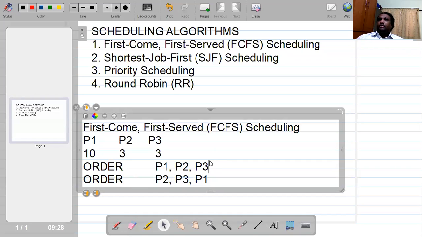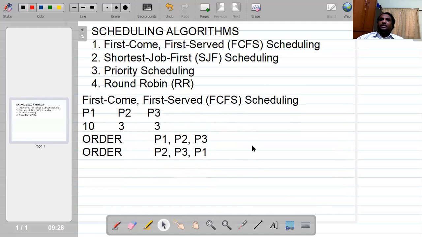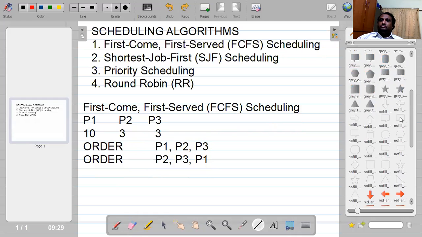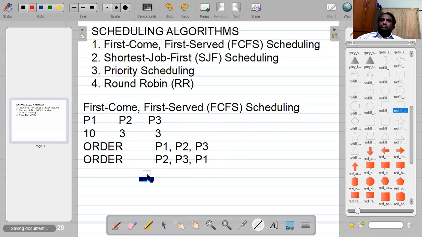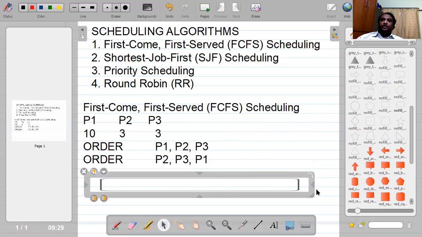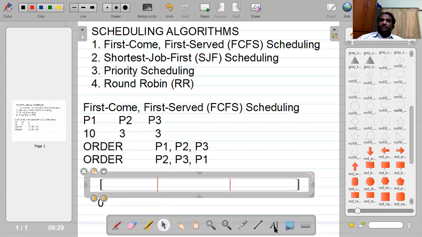Now here in the first one, when the process P1 is going to start, it is going to start at the 0th level. So when it is starting at the 0th level, how is the diagram going to work? See here, I'm going to have three processes. P1 is going to start here, followed by P2 and followed by P3. So when P1 is starting, P1 is going to start at the 0th time.